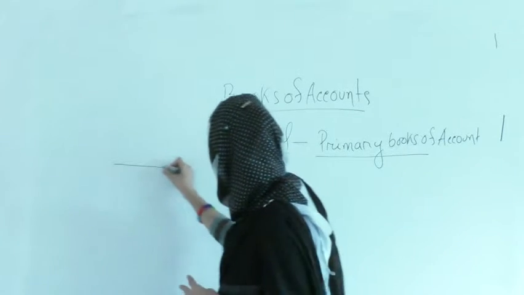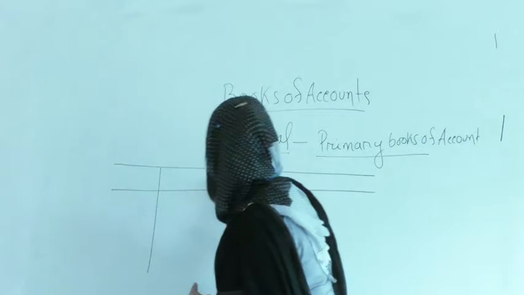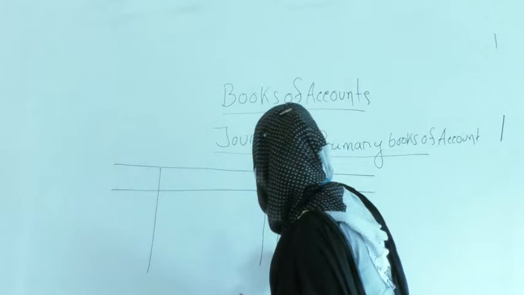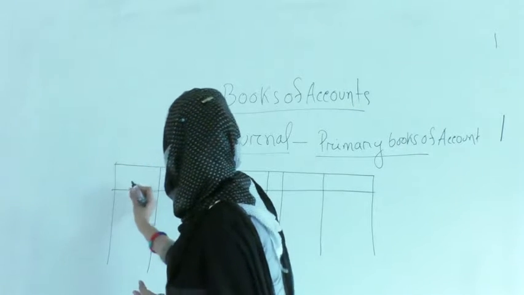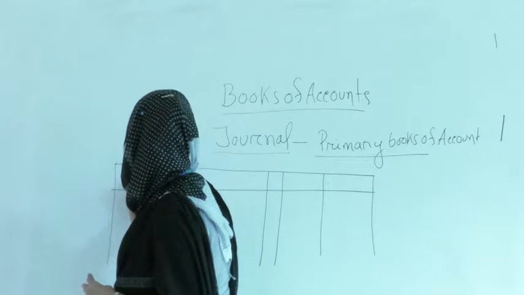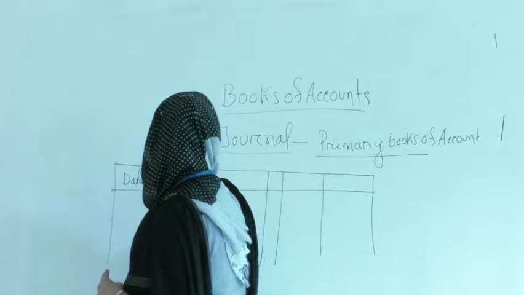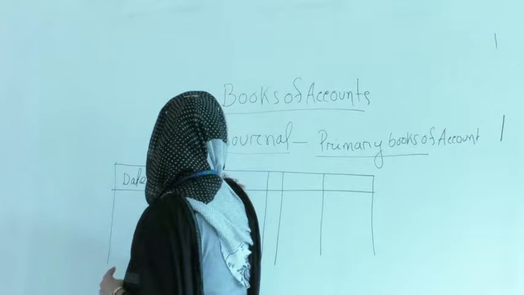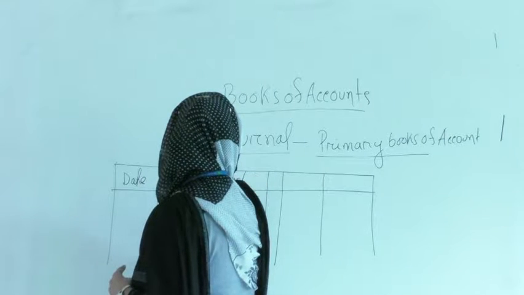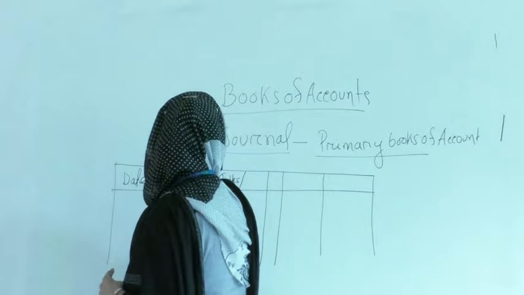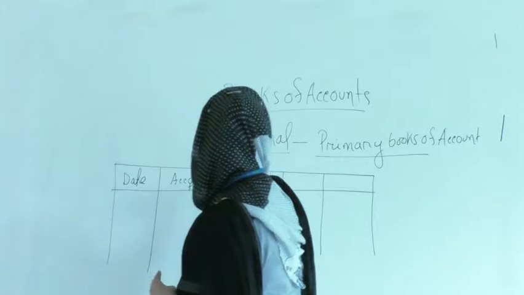What is the format? I will roughly draw the format here. Okay? Draw the format in your copy. This is the format of the general journal. The first column is for date, and this is accounts title, or you may write particulars. You may write the particulars column.